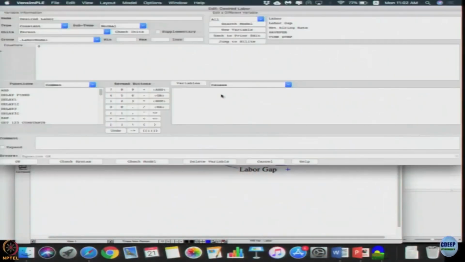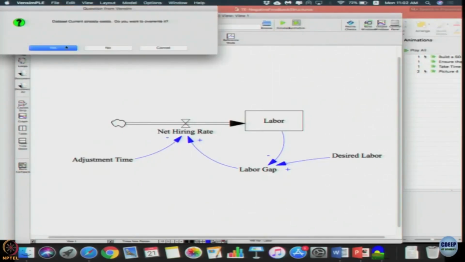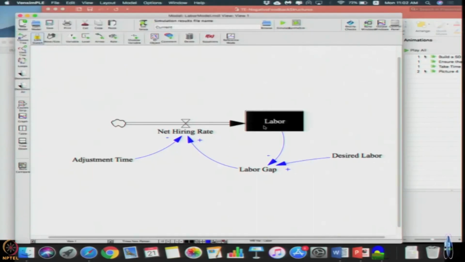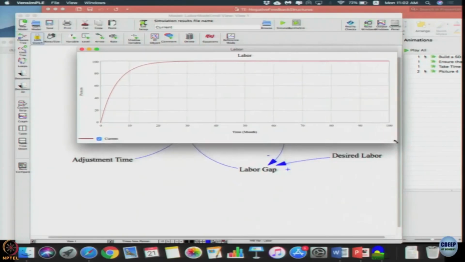So now we want to see what will happen when any of the stimulus changes. Let us open the equation, click desired labor and make the desired labor 100. Click OK. Let us click play, override data set yes. Now let us click labor. Now you start seeing this nice goal seeking behavior, asymptotic growth has happened. Over time the discrepancy has been adjusted until the labor force reached its goal of 100.